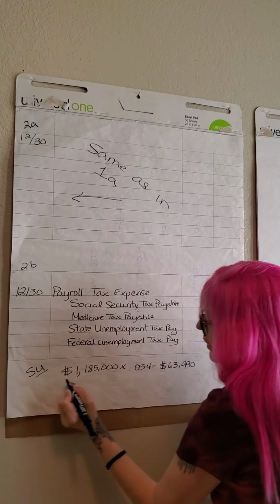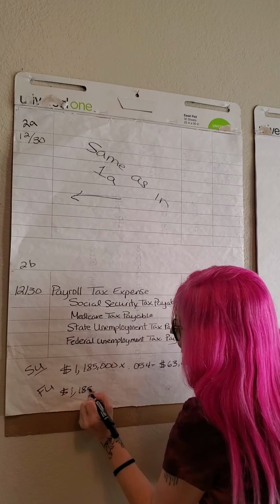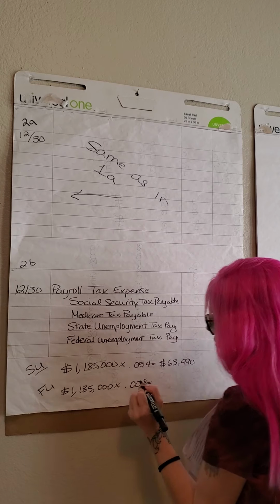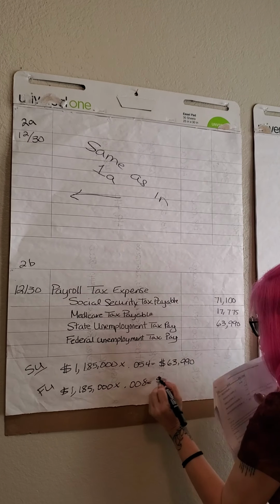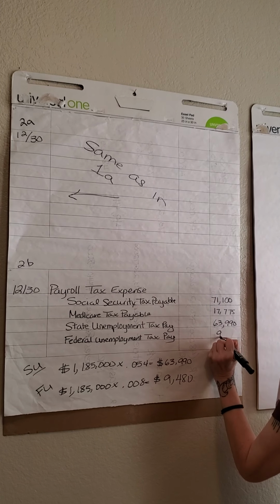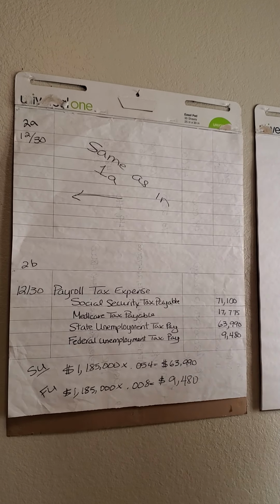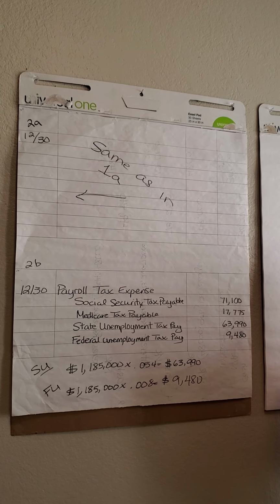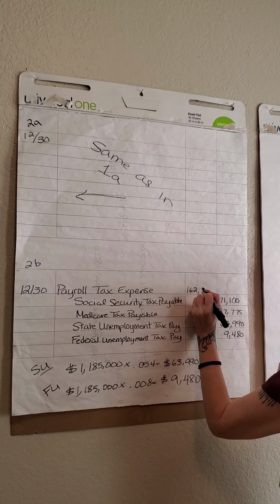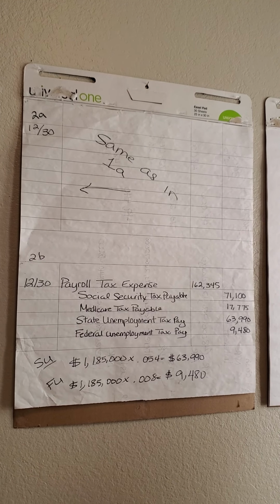We're going to calculate that again. So federal unemployment, we're going to use the gross amount, the full amount of the salaries, because it's the beginning of the year. We're going to multiply that times 0.008. That's going to come to $9,480. So we've got $9,480. We add these 4 items up, and that's going to give us a total payroll tax expense of $162,345. All right, and that's how you complete the journal entries for payroll tax.